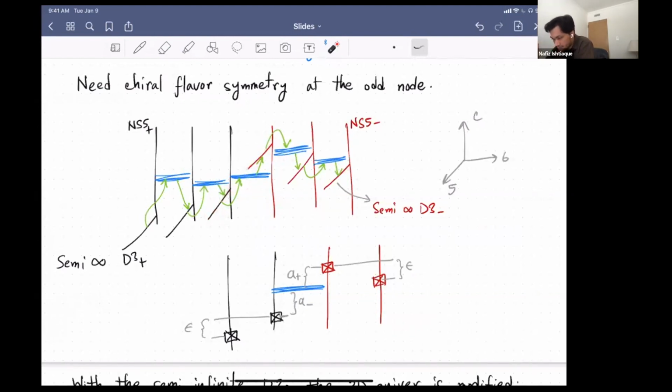So while this gives the chiral flavor symmetry at the odd node, this introduces some more complications because now I have also strings attached to this semi-infinite brane and the D1s on the adjacent node. And this will give us a matter multiplet that we didn't have before. And we don't really want their contribution to our Bethe equation because they do not correspond to anything coming from the spin chain side.